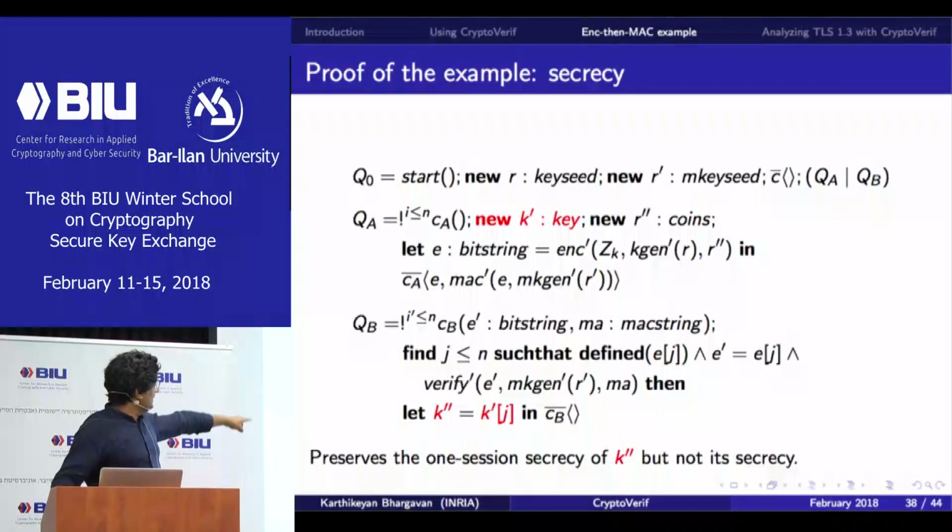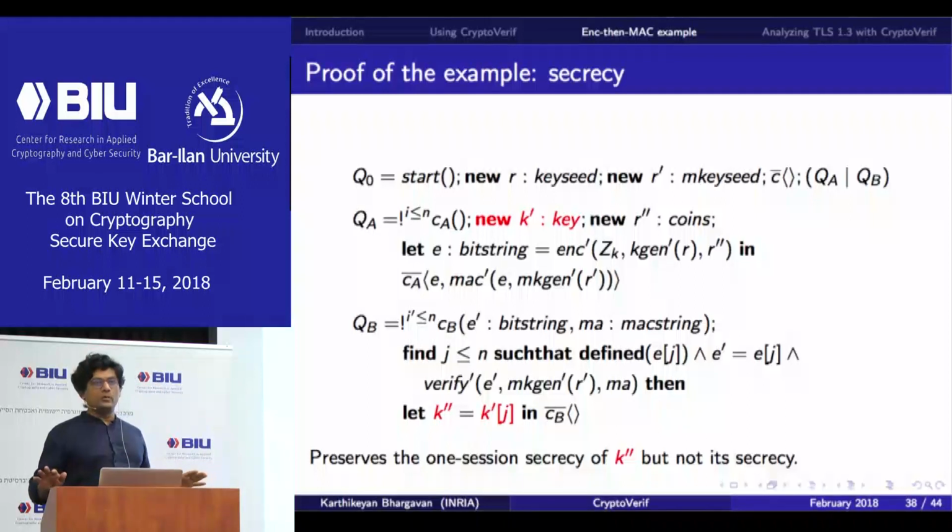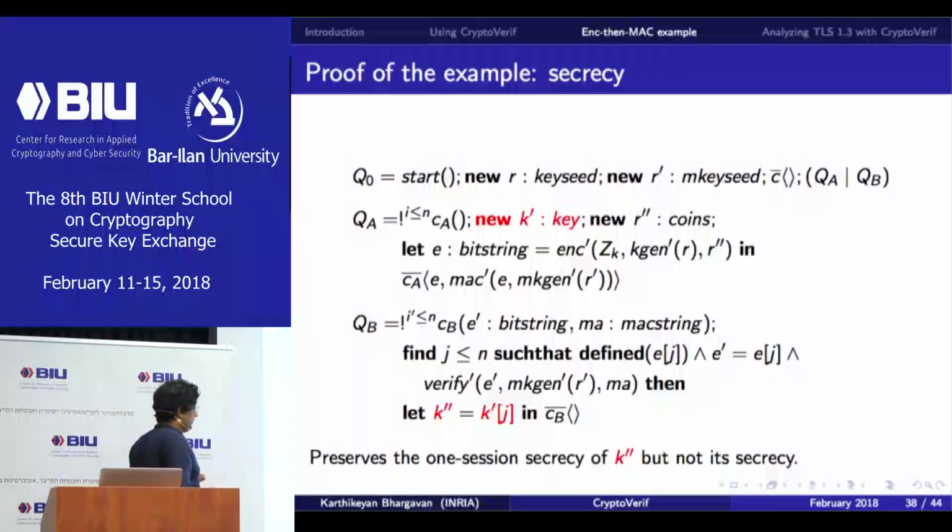And since K and K prime are not affecting the control flow in any way, and they're not sent on any output channel, this one is trivially preserving the secrecy of K prime and the one session secrecy of K double prime. Now it's worth seeing here why K prime is secret, but in fact K double prime is one session secret.